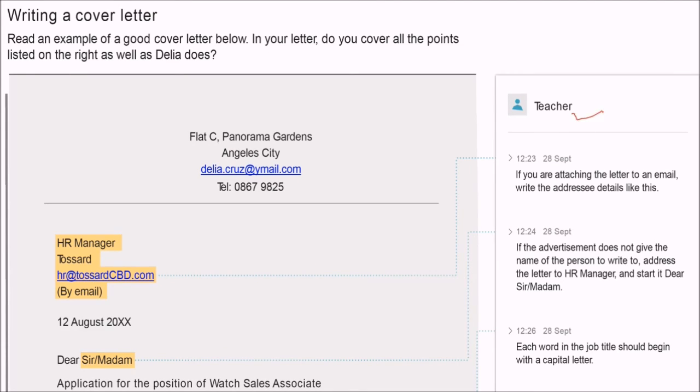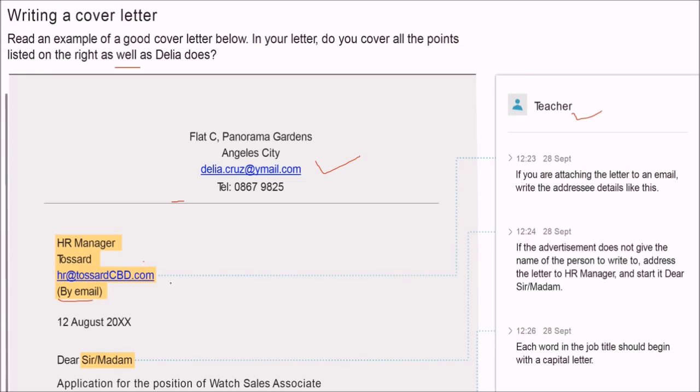Then, how to write a cover letter. So, the teacher has some comments on this. Read an example of a good cover letter below. In your letter, you cover all the points listed on the right, as well as what Delia does. So let us start. This is the letter heading. HR Manager to SAD. This is the email or the website. By email, 12th August.